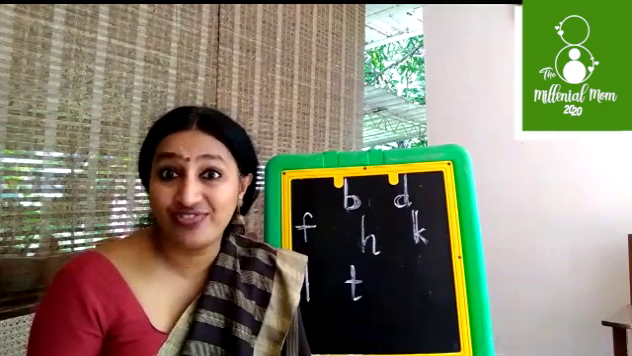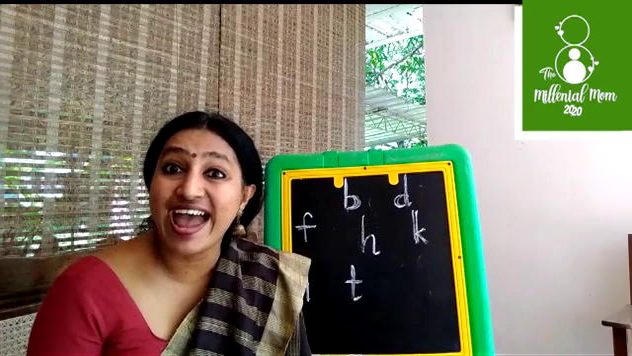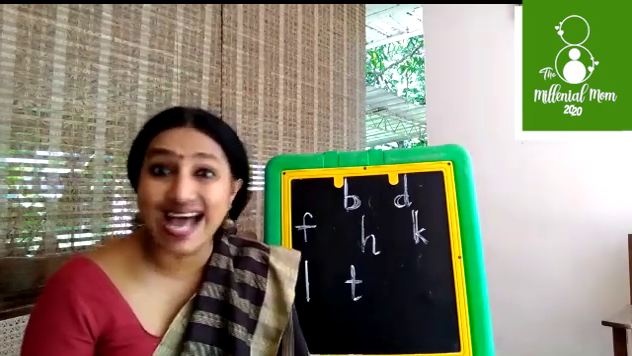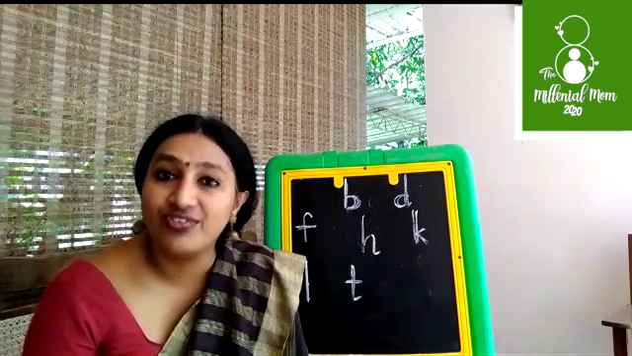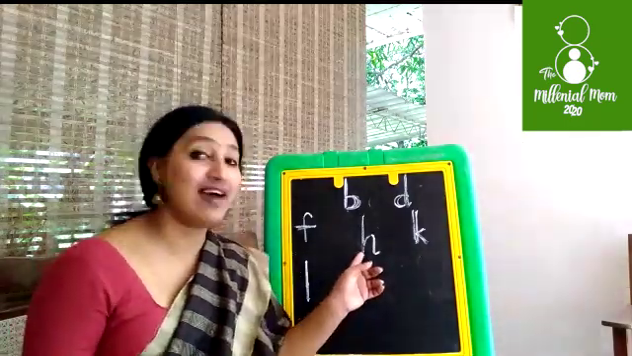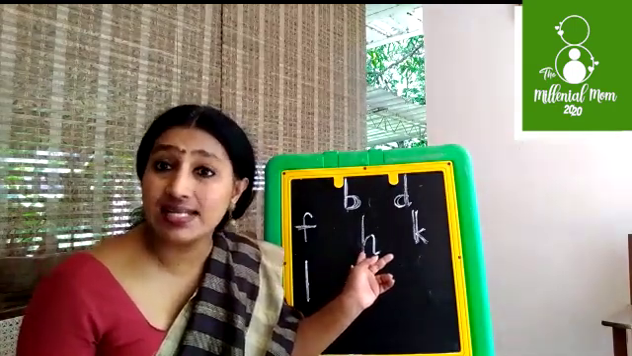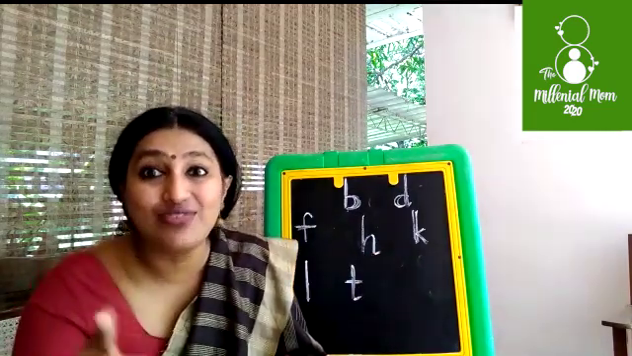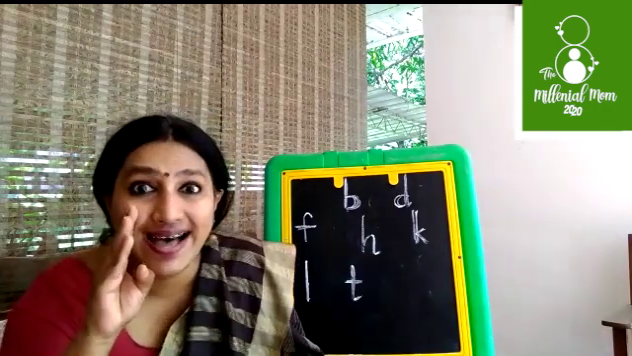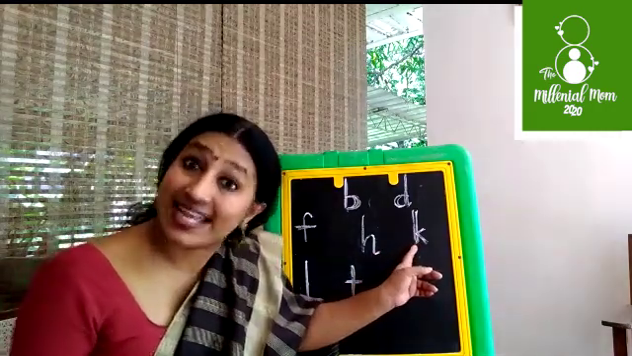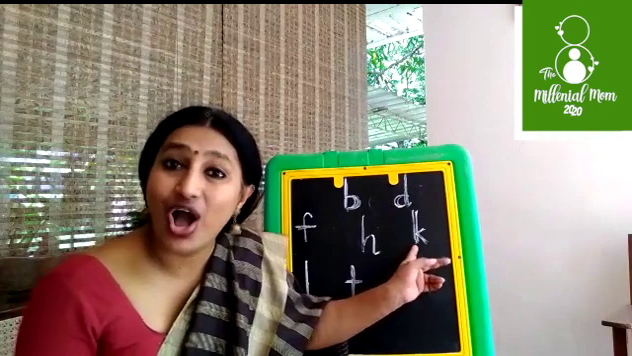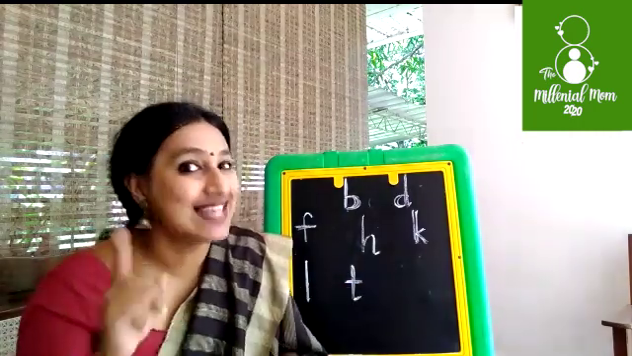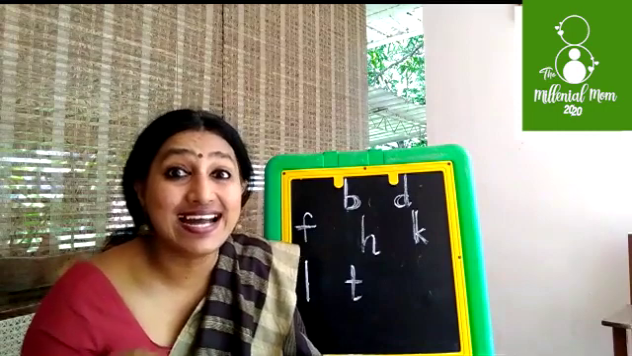Now moving on to F. F for fan. So what is the sound of F? F says f. Next we have H. H for hen. So the sound of H is h. Next one, K. K for king. So the sound of K is k, k, k.